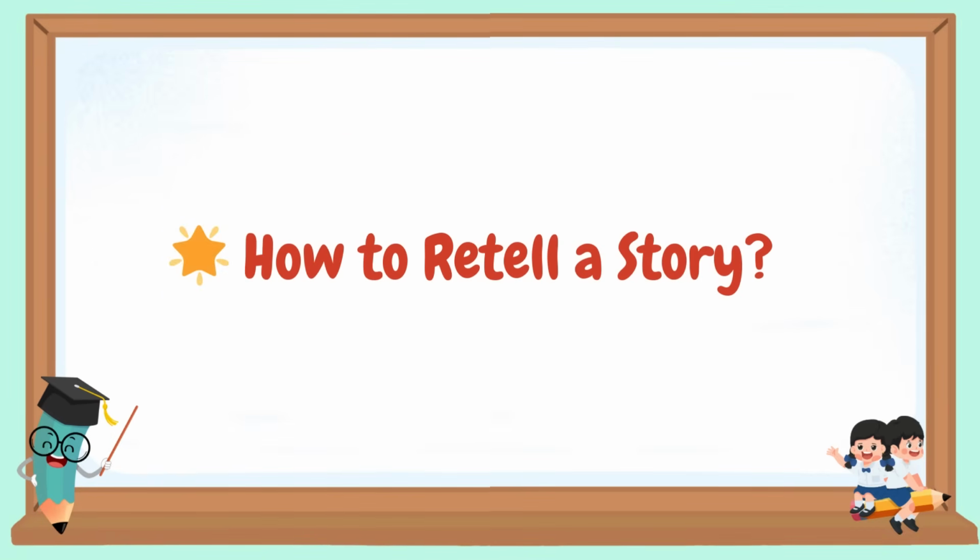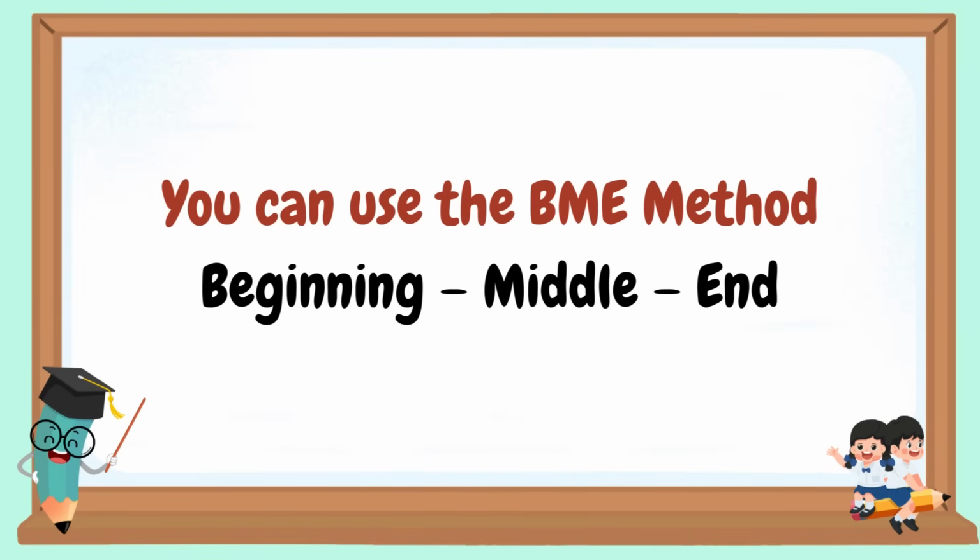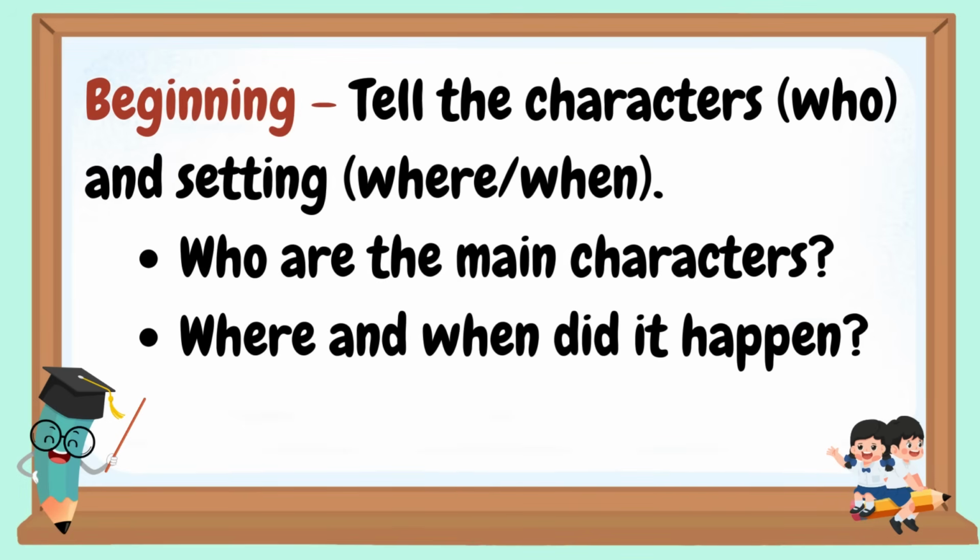How to retell a story. First, you can use the BME method, or the beginning, middle, and end. Beginning. Tell the characters, who, and settings, where and when. Who are the main characters? And where and when did it happen?